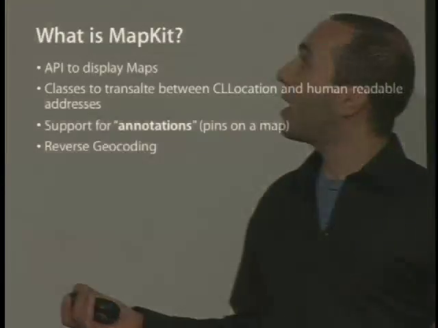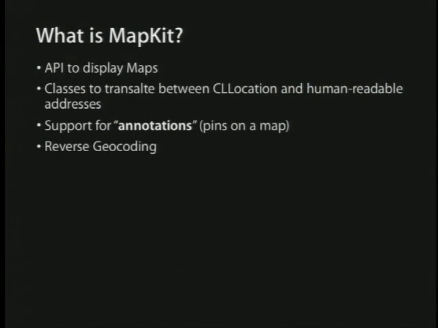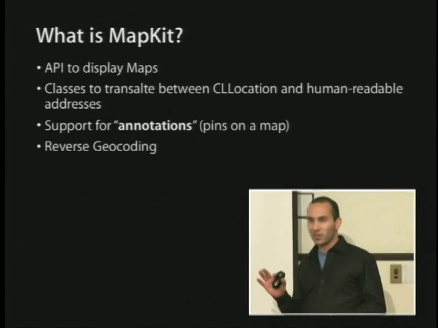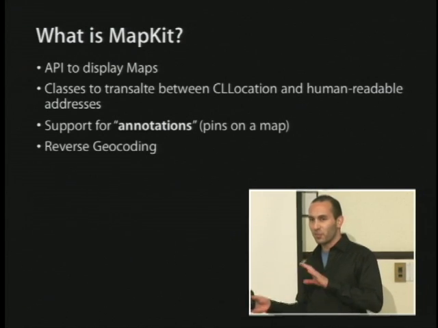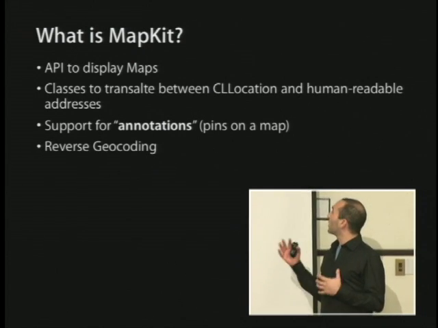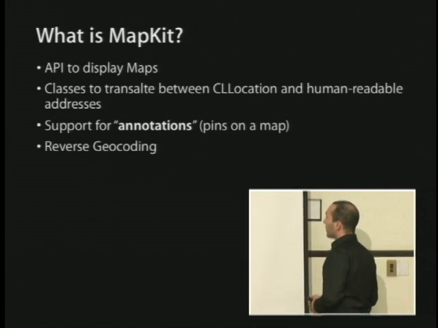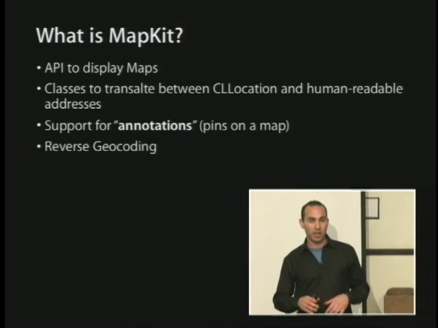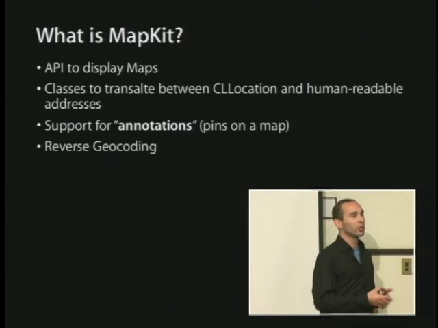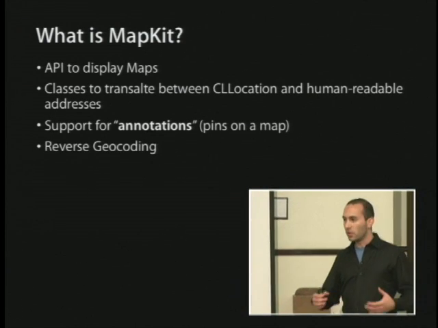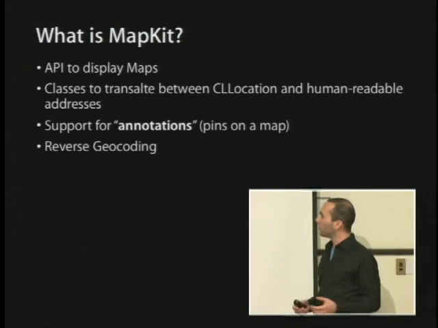Okay, so MapKit, an API to display maps. It does a few different things. It helps you translate between a CLLocation, which, again, is like 29.663 latitude and something longitude, and a human readable address. There is support for annotations, and annotations are pins on a map. So if you want to plot out restaurants or friends' houses, whatever it is.